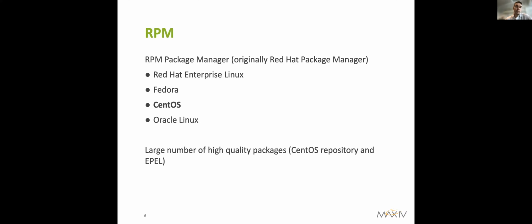So we start with RPM. RPM is the Red Hat Package Manager, or rather the RPM Package Manager now, as the name has changed. It's a well-known package manager that is used on several Linux distributions, including CentOS, which we are using at MAX IV. It was an obvious choice as a package manager because it provides a large number of high-quality packages, so it's a solid foundation to build on.